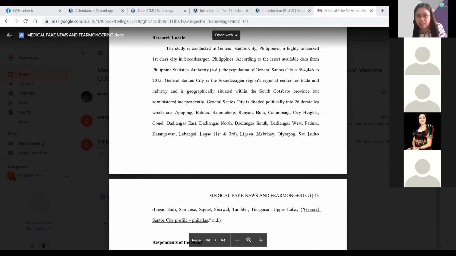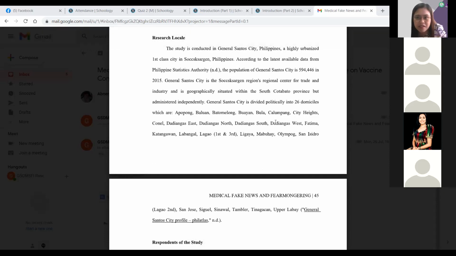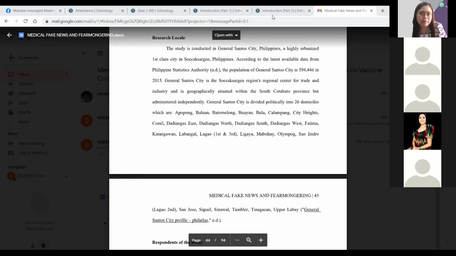And then, dili lang siya mag-end ha, you have to provide a description of unsa man ang General Santos City. So mga statistics ana and unsa pa mga gibutang nila diri. Regional Center for Trade and Industry, description na siya sa Gensan, and then gi-include nila ang mga barangays kung paano gihati ang Gensan. So that is how you make the research locale.